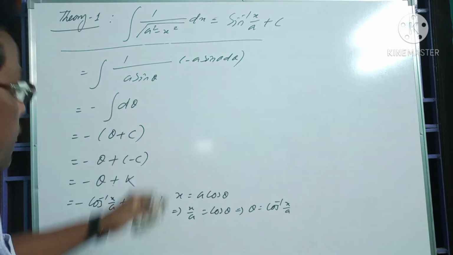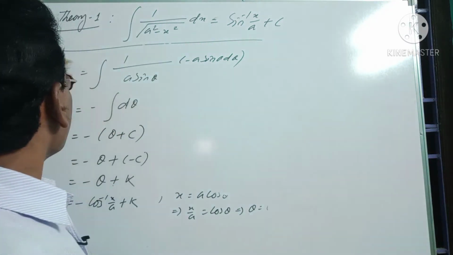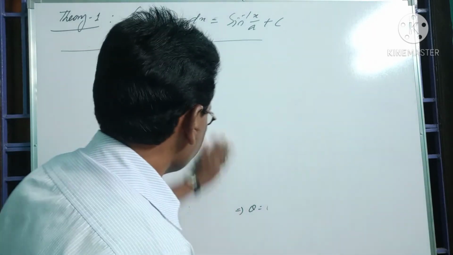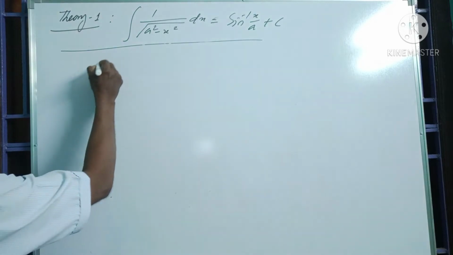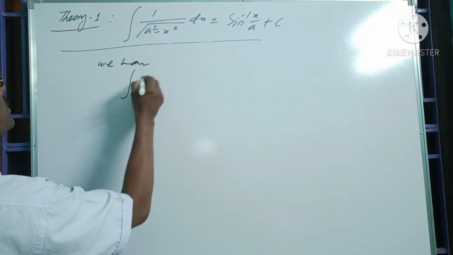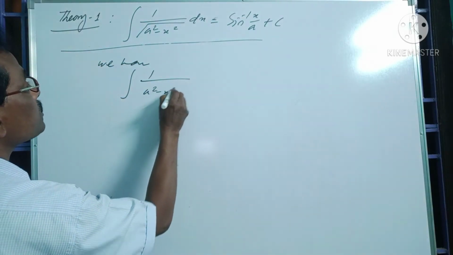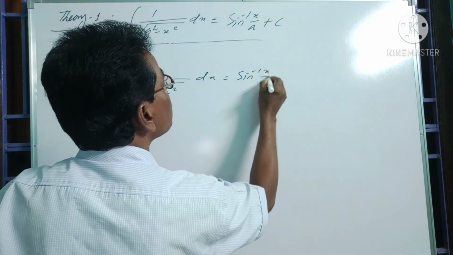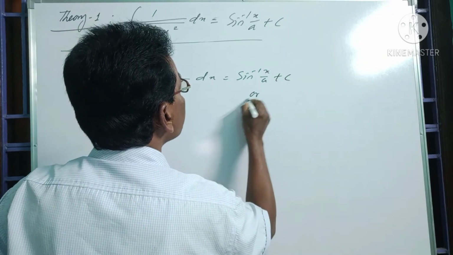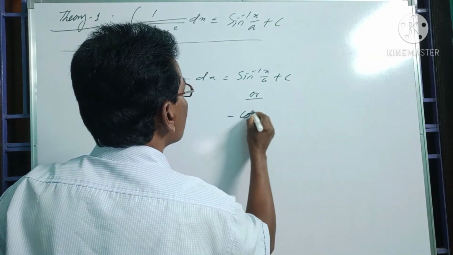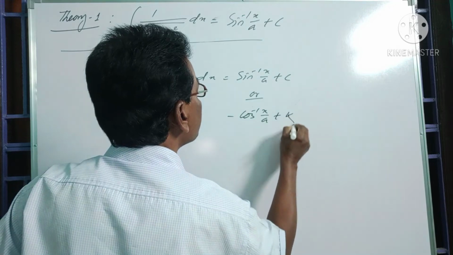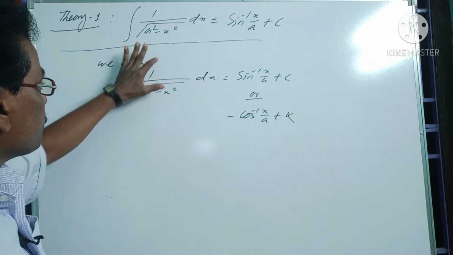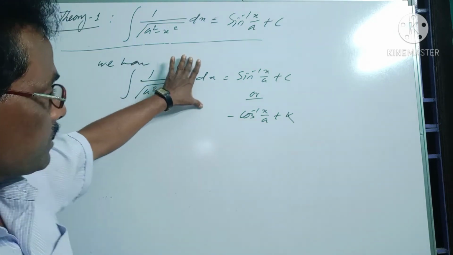So hence, for the same integral, we have two results, that is, the integration of 1 by root of a square minus x square with respect to x is equal to sin inverse of x by a plus c. Also we have the second, that is minus cos inverse of x by a plus k. Hence, we completed the integration of the integral 1 by root of a square minus x square with respect to x.